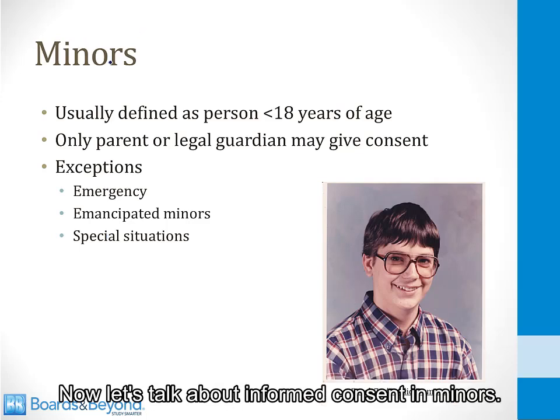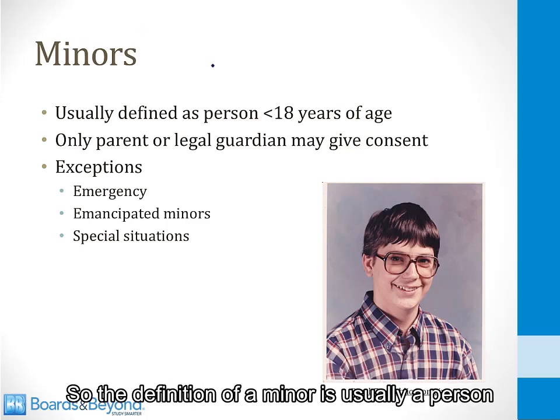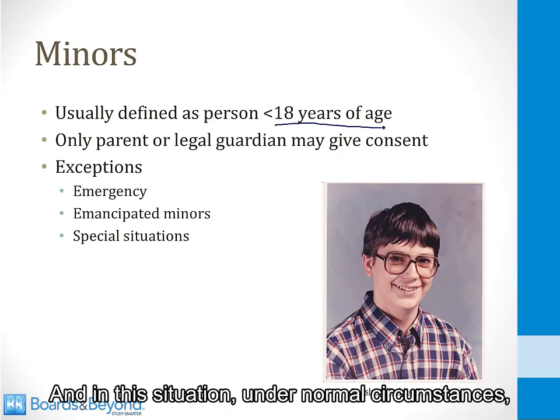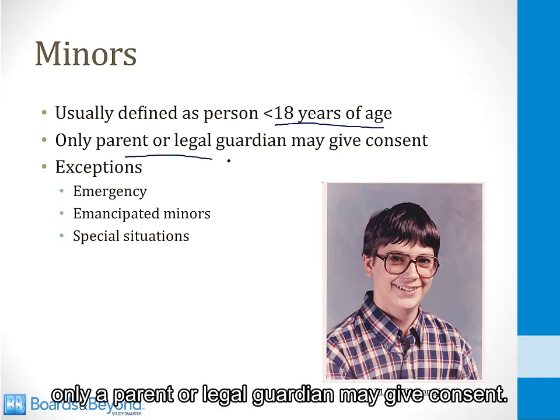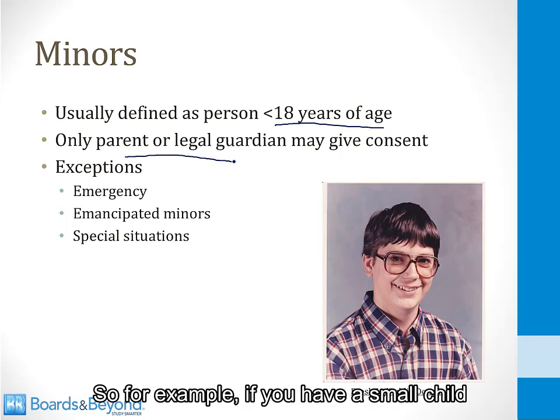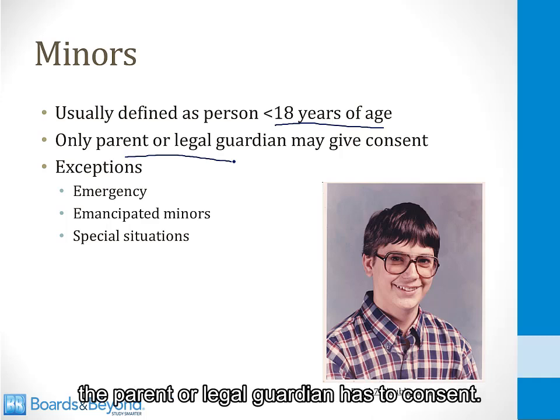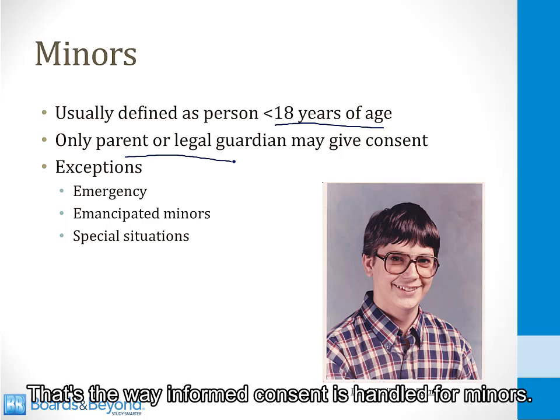Now let's talk about informed consent in minors. So the definition of a minor is usually a person less than 18 years of age. And in this situation, under normal circumstances, only a parent or legal guardian may give consent. So for example, if you have a small child and that child needs treatment for an infection, the parent or legal guardian has to consent. That's the way informed consent is handled for minors.